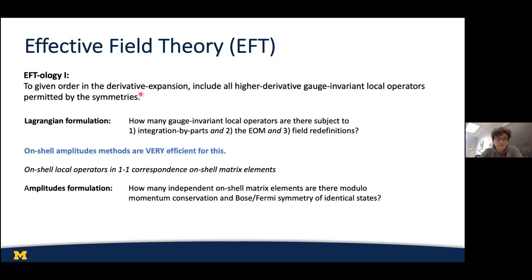So in effective field theory, we learned that we work to a given order in the derivative expansion. We must include all higher derivative gauge invariant local operators that are permitted by the symmetries of what we're interested in. So a Lagrangian formulation is how many gauge invariant local operators are there, but we want an independent set. So we must eliminate redundancies from integration by parts in the action, redundancies associated with equations of motion when we're evaluating these operators on shell, as well as the redundancies of field redefinitions.